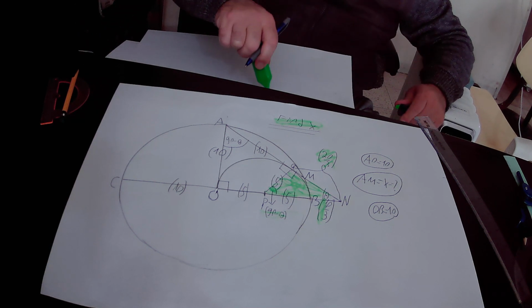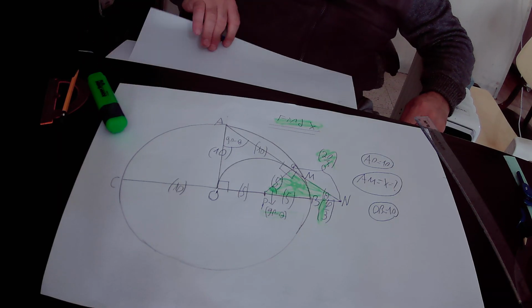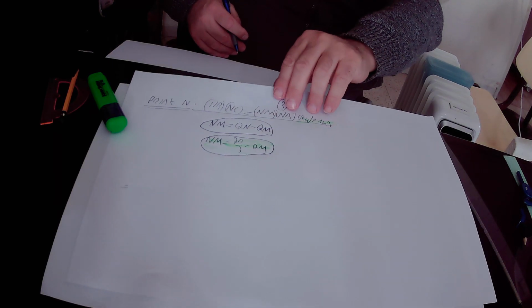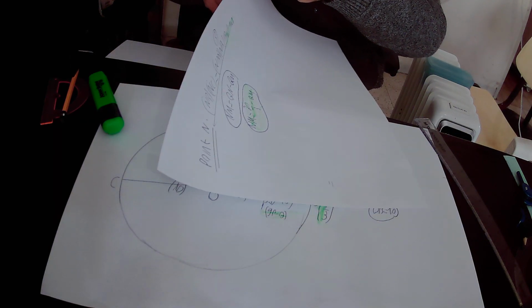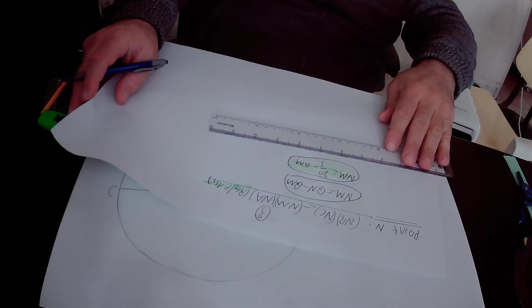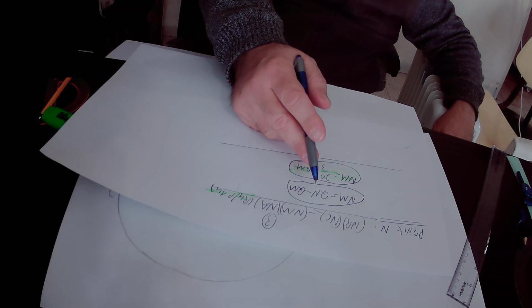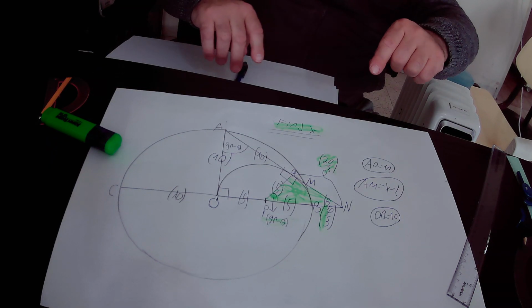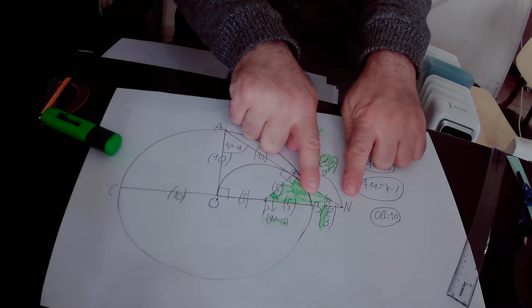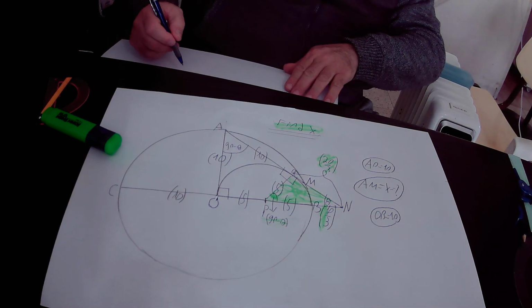So in conclusion, we found out that NM equals 20 over 3 minus QM. Now we return to rule number 14. According to rule number 14, NB times NC equals NM times NA. Here NB is 10 over 3, so we substitute NB by 10 over 3 times NC.